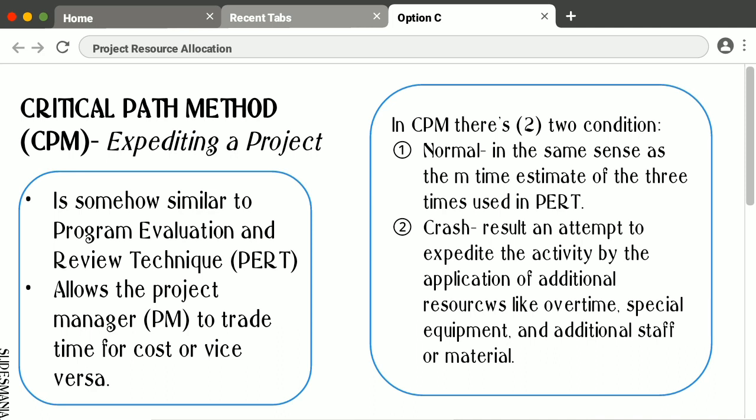So, in CPM, there are two conditions. First, normal, in the same sense as the M time estimate of the 3 times used in PERT. So, normal time is the amount of time initially planned to complete the activity. Second is crash, a result of an attempt to expedite the activity by the application of additional resources like overtime, special equipment, and additional staff or material. So, crash time is the amount of time that activity will take if the additional resources are expended. Crash time is not the time saved, rather it is the reduced time applied.